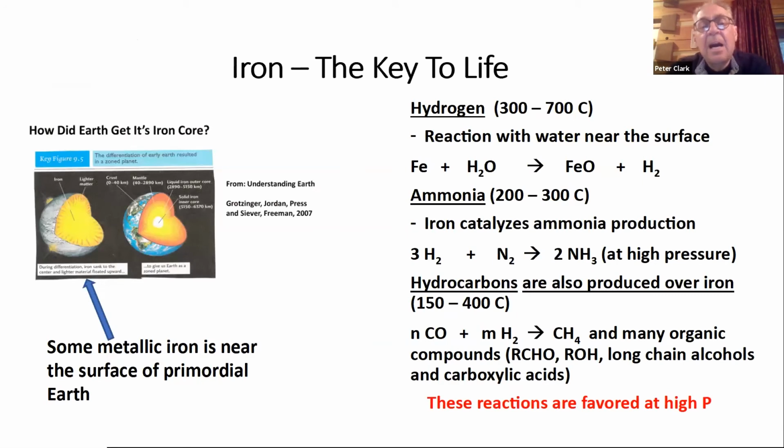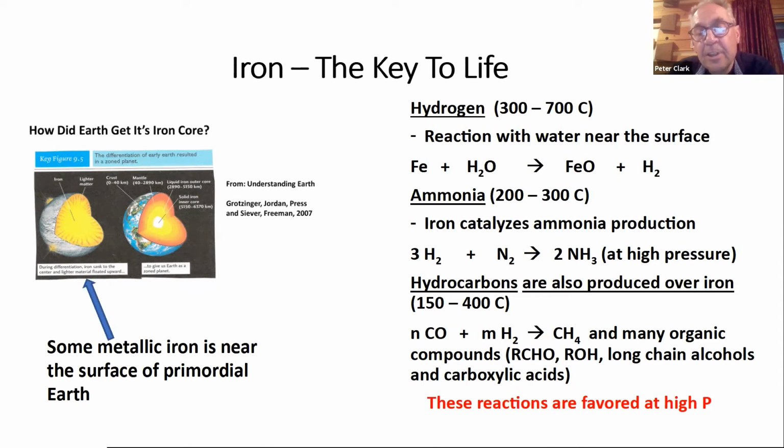Okay, iron is likely the key to life. In order to start making molecules like amino acids, polypeptides, proteins, you need hydrogen. And iron reacts with water in the temperature range I've shown to give you iron oxide and hydrogen. So you may have been asking yourself the question, well, we know we have lots of iron oxide as ores of various types on Earth. Where did it come from? Well, from reoxidation of iron by water, which provided hydrogen. Iron catalyzes ammonia production. We discussed that earlier.